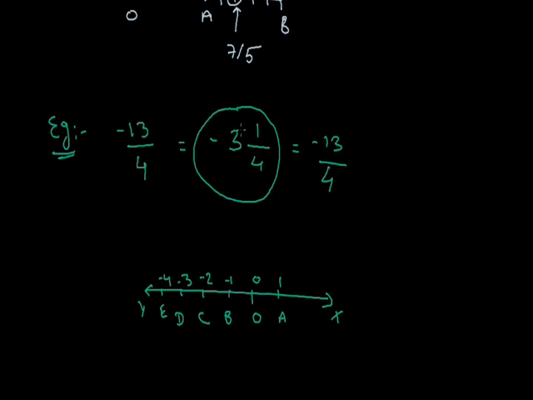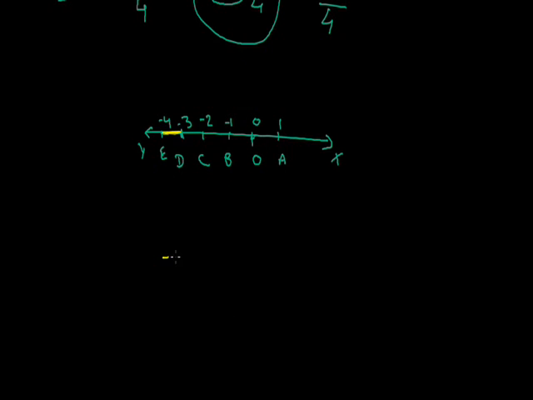So our number exists at minus 3. That means we take a distance from 0 to minus 3 and 1 by 4. That 1 by 4 part exists from minus 3 to minus 4. Minus 3 is represented here by D and minus 4 by E.